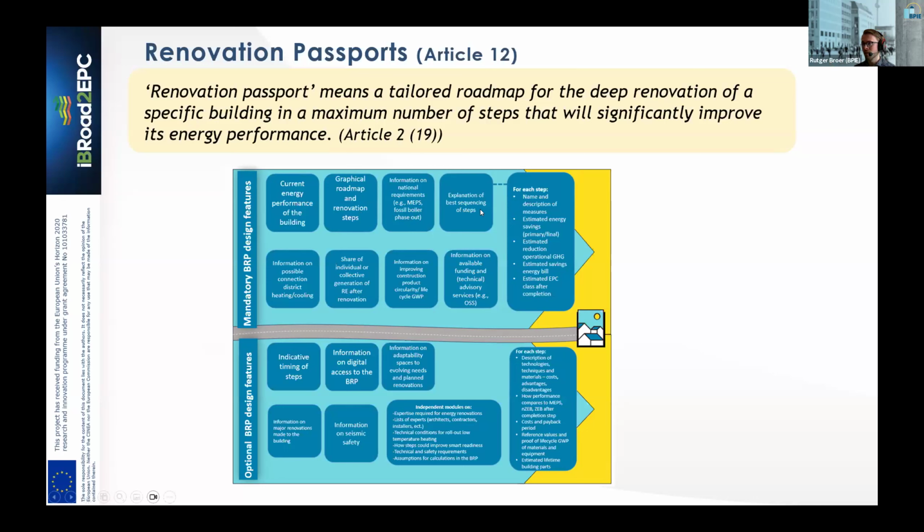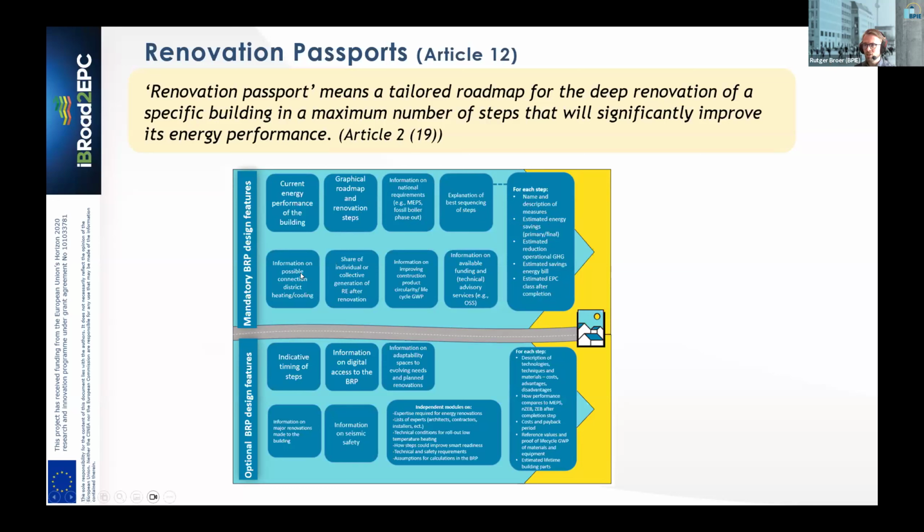Explanation of sequencing of the best step, and then for each step a set of information, for example, the name and description of the measures, estimated energy savings and reduction of operational carbon emissions, estimated savings on the energy bill, and an estimated EPC class after completion.